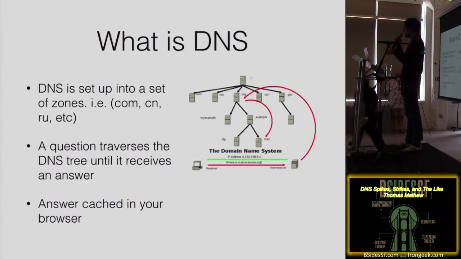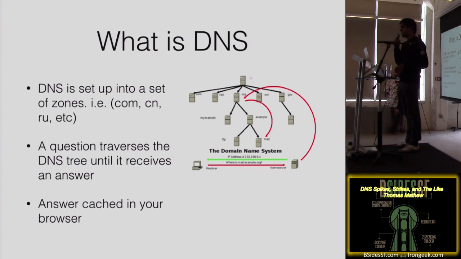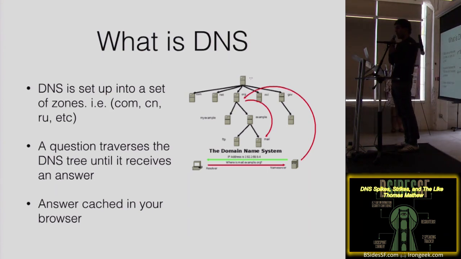So we can think of DNS as being set up into a variety of zones, as this diagram neatly shows. When you want to go to google.com, you send out your request, and it goes to the .com zone. The .com zone has its information about the underlying subtrees and then sends another request to the Google zone. So eventually, in order to get an answer, your question must traverse the entire DNS zone path. And once you receive the answer, it's cached in your browser.